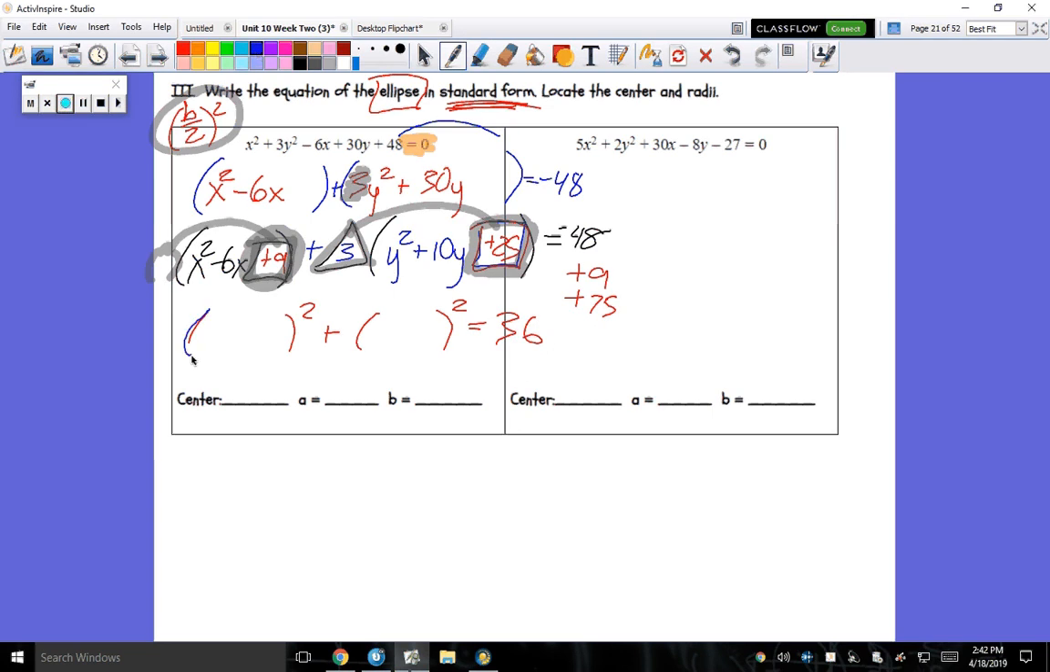Okay. So, what goes here in the parentheses for my x? I'm completing the square. Remember, we square root, we borrow the first sign. What do I get? X minus 3. How about y? What would go inside the parentheses for y?